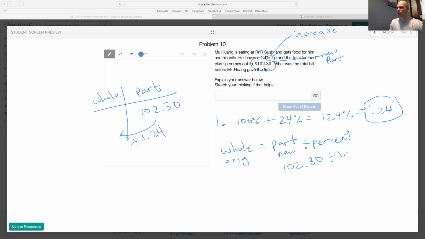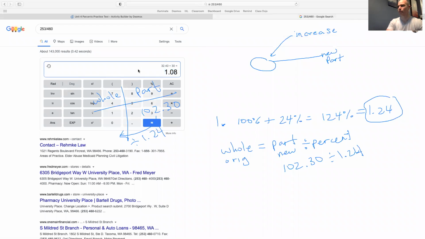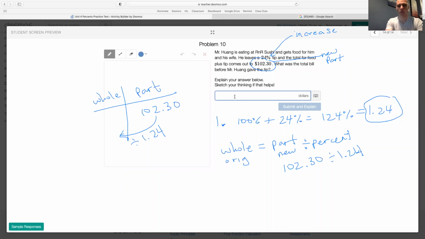So either way, to solve this one, you should be doing $102.30 divided by 1.24. And let's go ahead and see what that gets us. 102.30 divided by 1.24, 82.5, which would be $82.50, not $80.05, right? The 0.5 was in the tenths position, so it's like having 5 dimes.